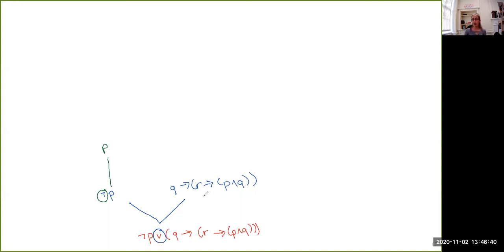Now, if we look over here at this one, is this an atom? No, it's not an atom. It's a very complex formula, and the main connective here is the arrow, the implication. So this means we have another binary branch, we get two of them coming from this node, at which we put the antecedent on one and the consequent on the other. Look at that, we've built another level of our tree.